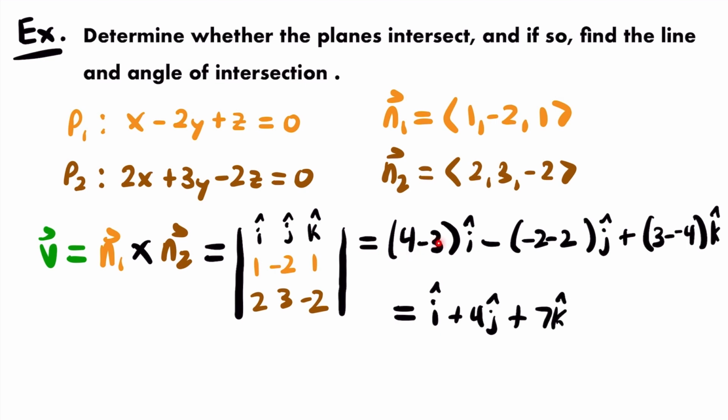All right, 4 minus 3 is 1. 1 times i is i. -2 minus 2 is -4, but we're subtracting that term, so we have plus 4j, and then 3 minus -4 is the same as 3 plus 4, so we have 7k.